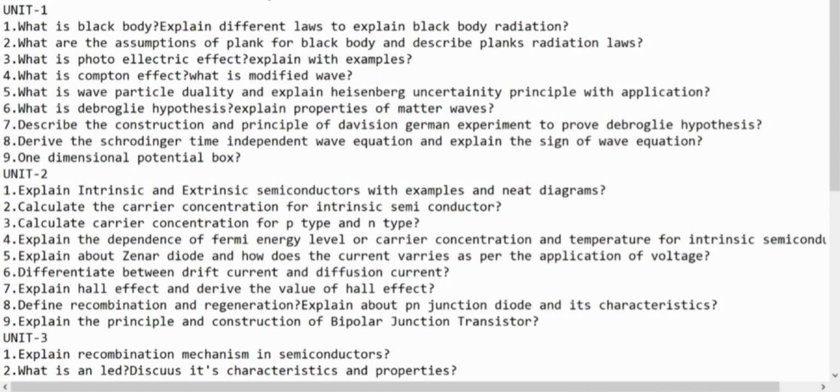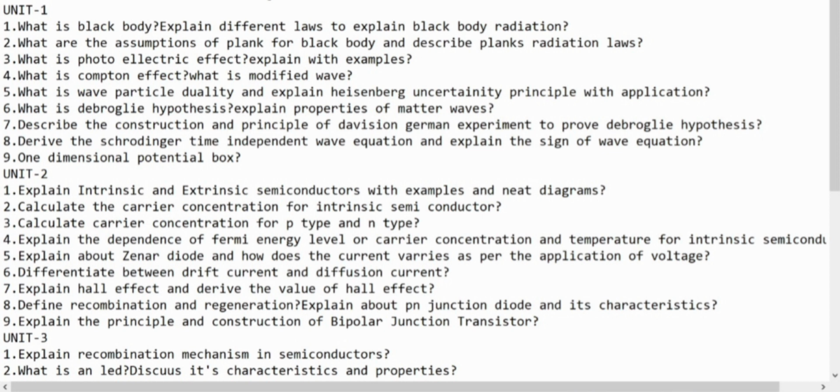Coming to the fifth one, Heisenberg's uncertainty principle and wave particle duality. For wave particle duality, if you learn the properties, it is more than enough. For Heisenberg's uncertainty principle with application, we can write the definition and one of its applications. Next, what is the de Broglie hypothesis? Explain properties of matter waves. That question is also very easy and very important, so go through it.